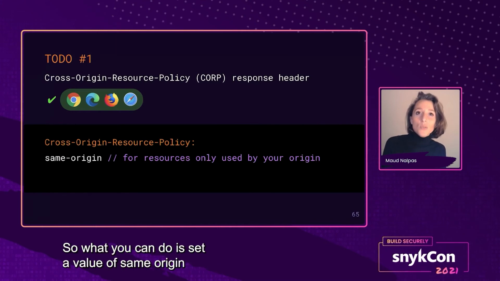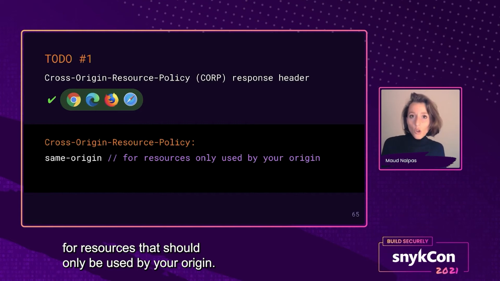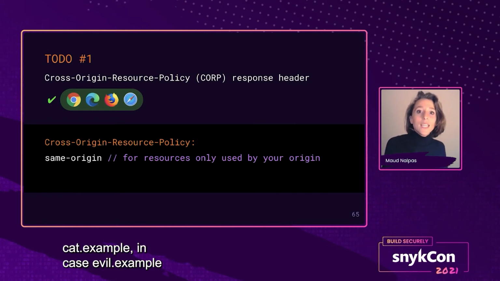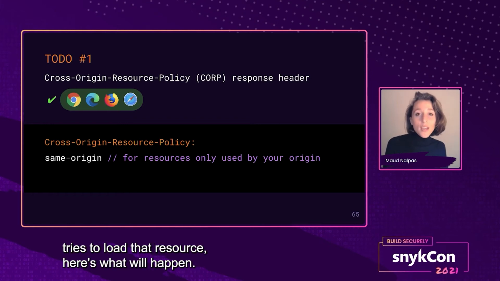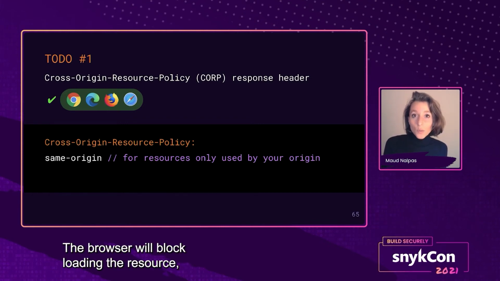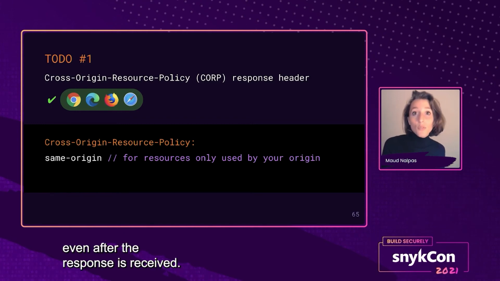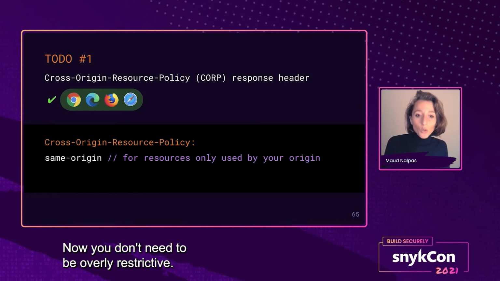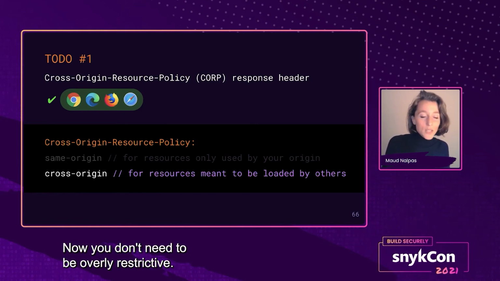So what you can do is set a value of same-origin for resources that should only be used by your origin. If you set same-origin for a given script on your site, say evil.example tries to load that resource, here's what will happen. The browser will block loading the resource even after the response is received. So evil.example is stuck.